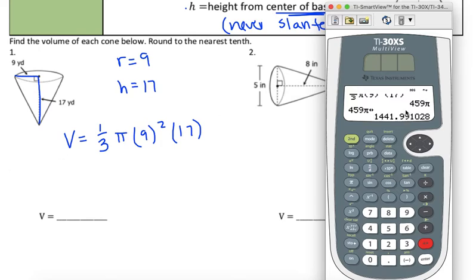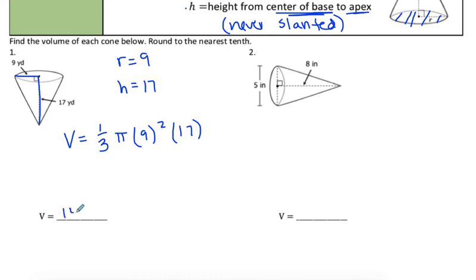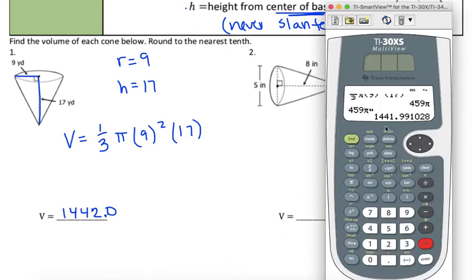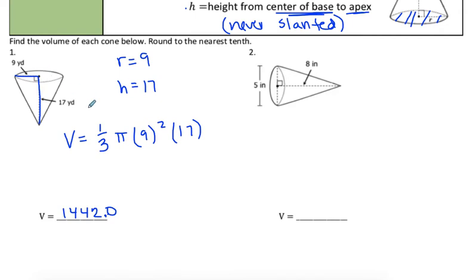1,441.9. Ooh, and that 9 is going to bump this up to 0, 10, and bump that to 2. So this is going to be 1,442.0 because it's almost looking like a 19 and bumping that up to 20. What are my units here? Yards cubed.